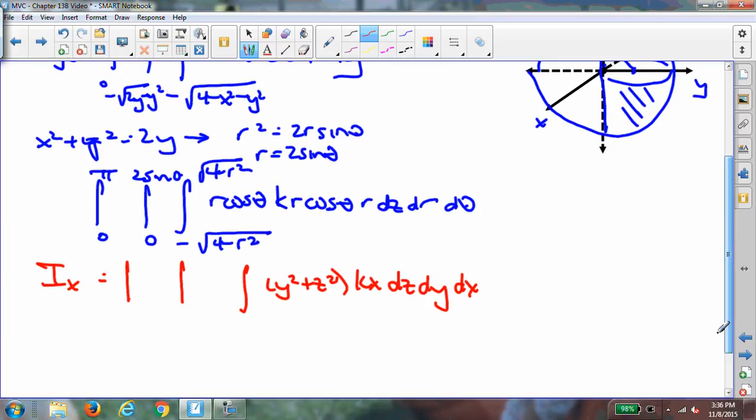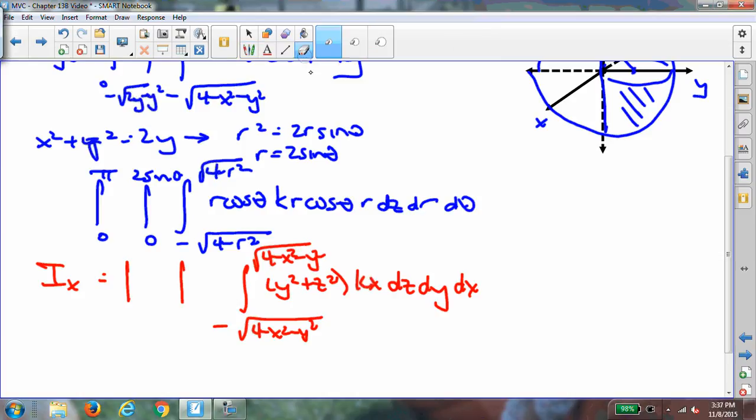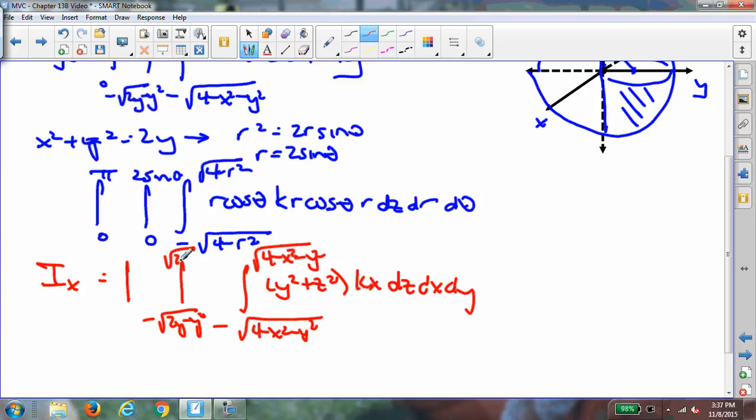So then this would be negative square root of 4 minus x squared minus y squared, square root of 4 minus x squared minus y squared. Sorry, I made it dx dy, didn't I? dx dy. Then this would be negative square root of 2y minus y squared, square root of 2y minus y squared, and then y from 0 to 2. So there's an example of the moment of inertia set up with a three-dimensional object.